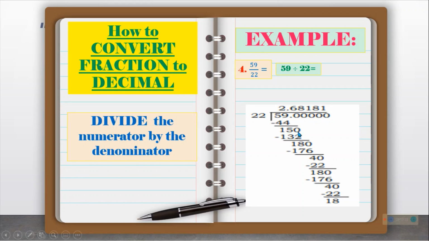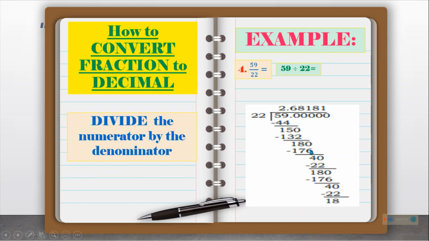Then bring down again 0. And then 150 divided by 22 is equal to 6. Put the decimal point here. And then 6. And then we will add zeros. So 6 times 22 is 132. So 150 minus 132 is 18.